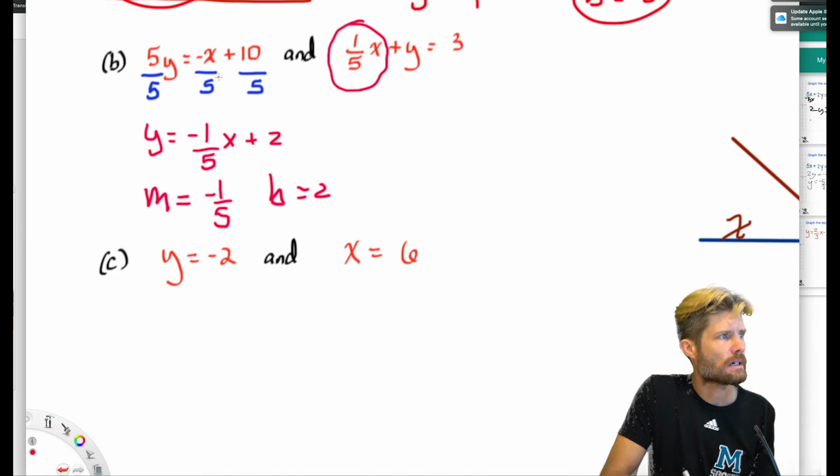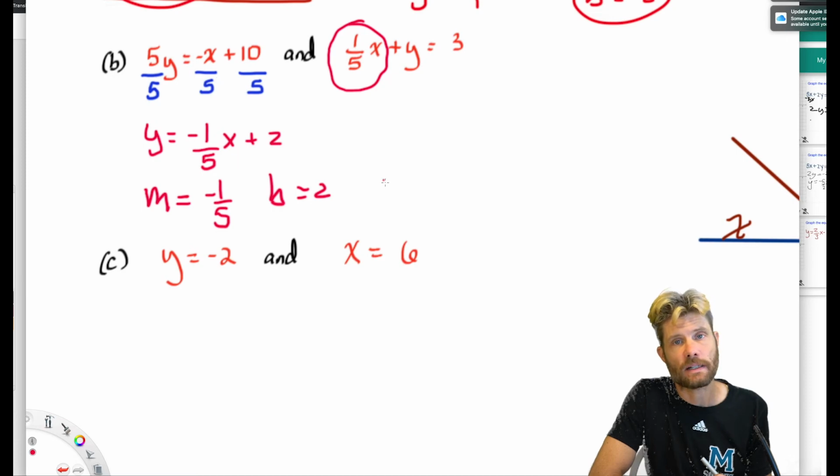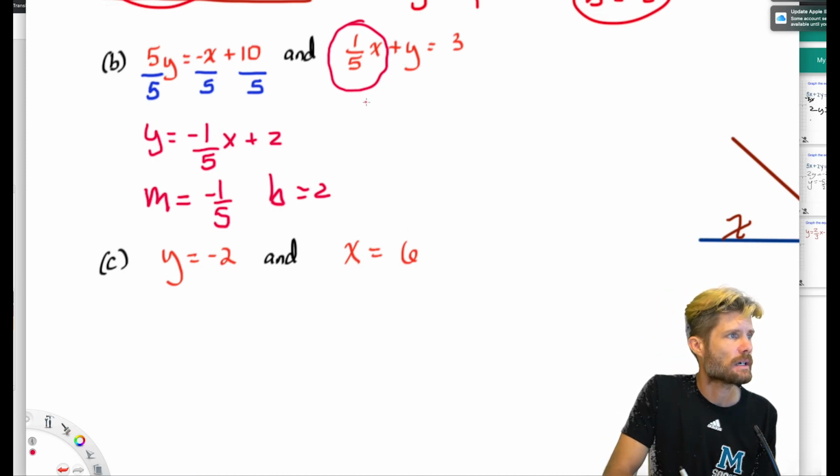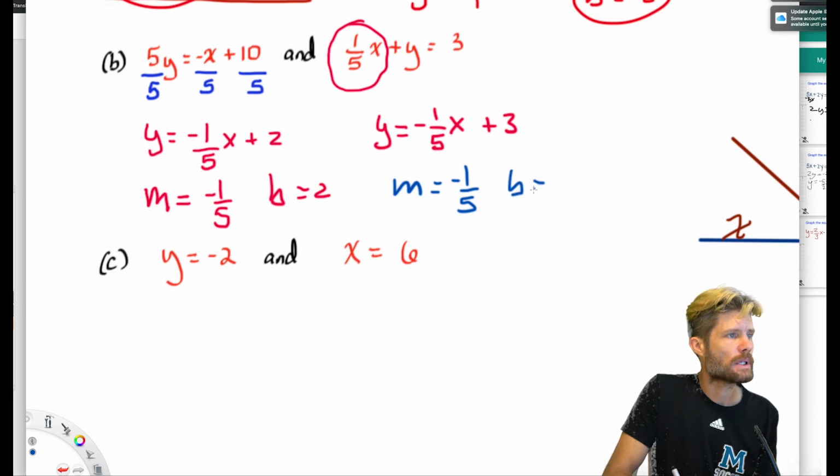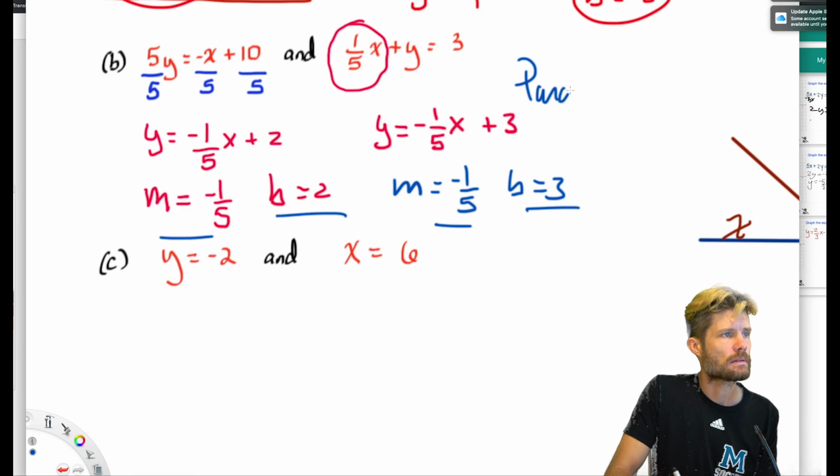Okay, now in this one, we've got to get rid of this 1/5 x. How do we do that? We subtract it. So we're going to subtract it, and I'm just going to go right to it. So what is our m? It is negative 1/5, and b is 3. So they have different b's, different y-intercepts, but they have the same slope. So this is parallel.